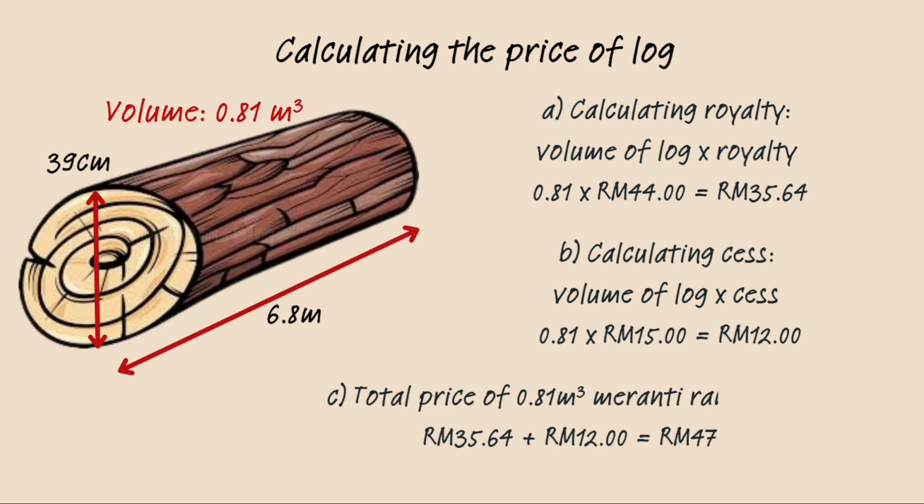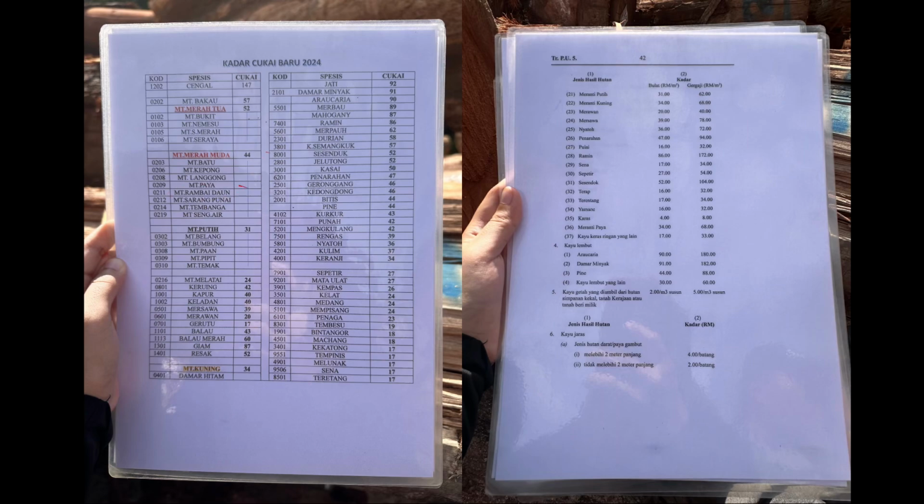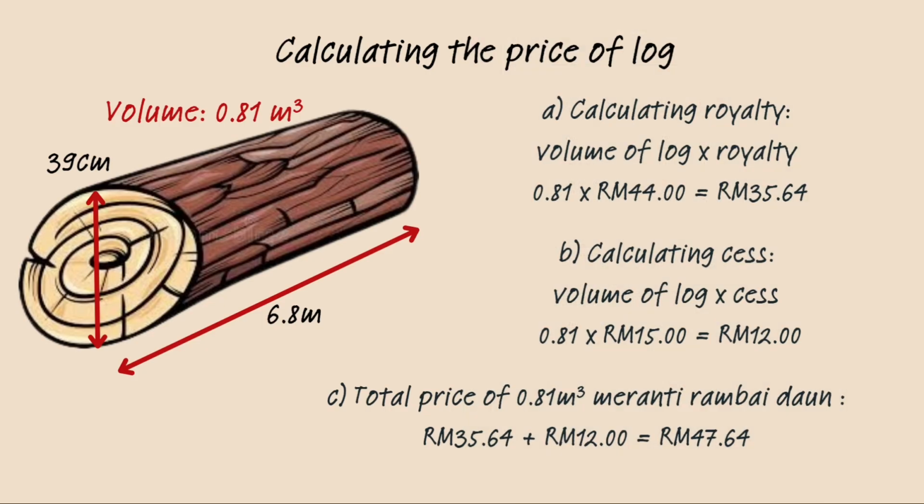Here is how we calculate the royalty of a wood. Based on the list provided, we use our sample as an example. Meranti rambai daun is about 44 ringgit per meter cube. So, we use the volume calculated just now, which is 0.81 meter cube times 44 ringgit, and we will get 35 ringgit 64 cents for the royalty.